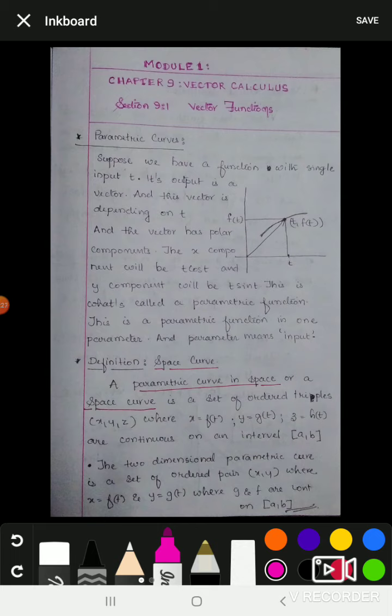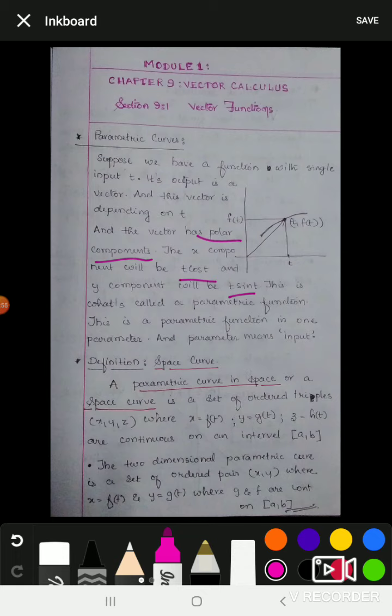Suppose we have a function with single input t. Its output is a vector. That means output is two-dimensional, input is one-dimensional, and the vector depends on t. And the vector has components: the x component will be t cos t and the y component will be t sin t. This is what is called a parametric function.